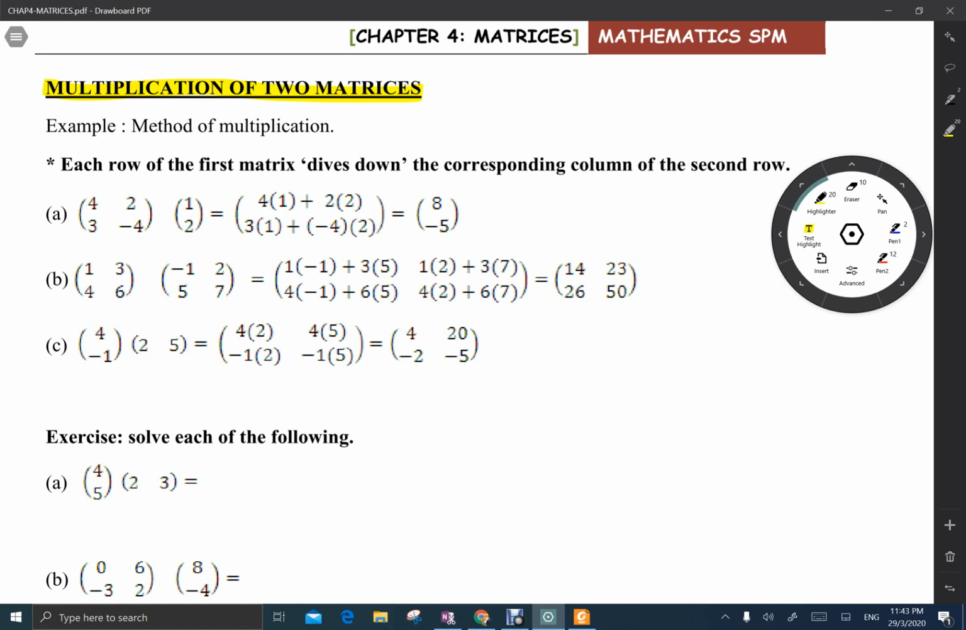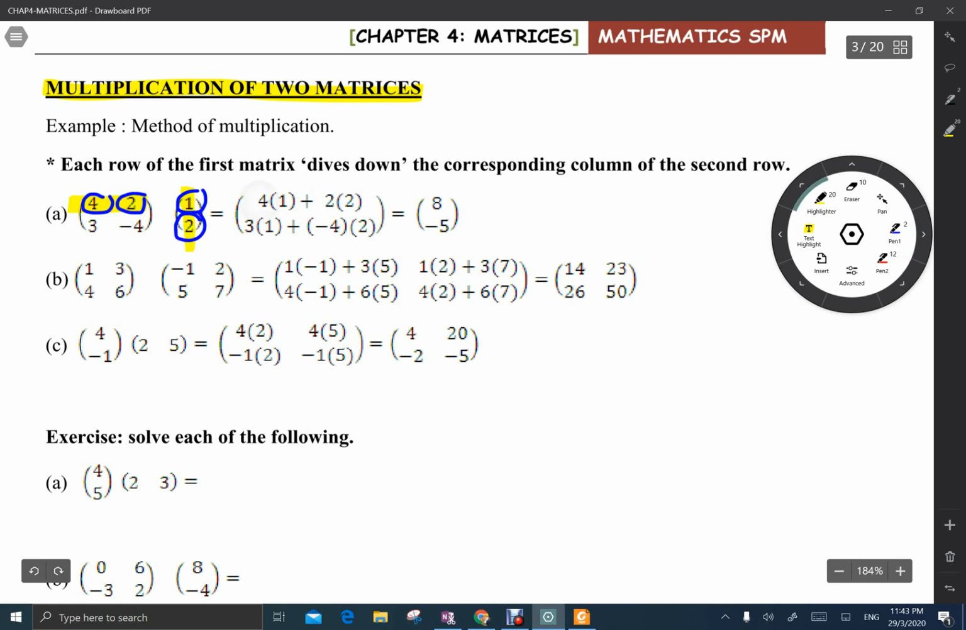Look at the example. Example A, 4, 2, 3, negative 4 times 1, 2. Okay, so how to type? Ini syarat dia. Okay, now listen carefully. The first matrix, kita kena ambil row. Okay, now times matrix kedua, kena ambil column. Means that first matrix kena ambil row times dengan column. Okay. Now, 4 times 1 plus 2 times 2.